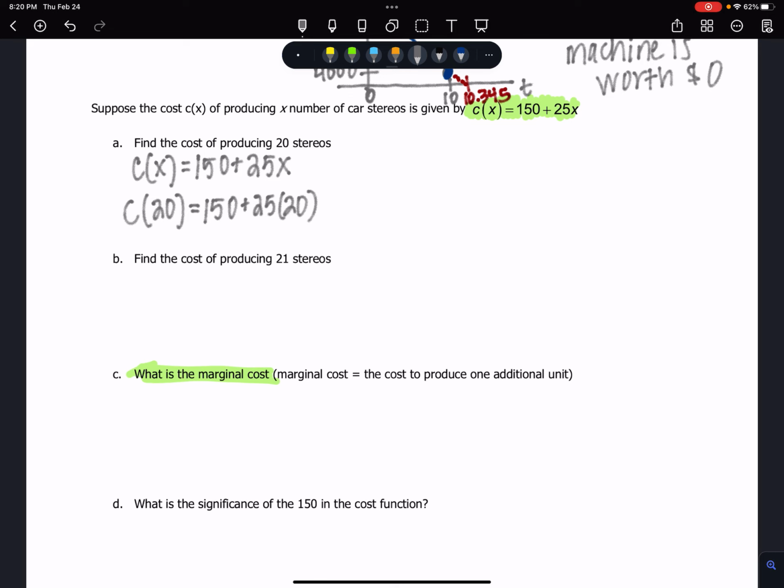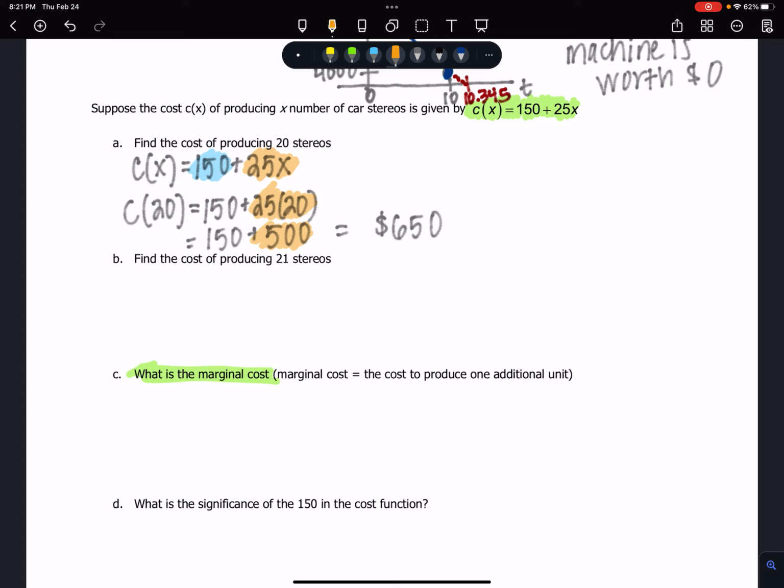Multiplying that out and getting 150 plus 500. And our total cost to produce 20 car stereos would be $650. Now let's talk about the two parts of the cost. There's this 150, and then there's this 25 times the number of stereos we produce. So that 25 times 20 amounted to $500. So that $500 might consist of the cost for just the stereos, so maybe the parts for the stereos, and then the people assembling the stereos.